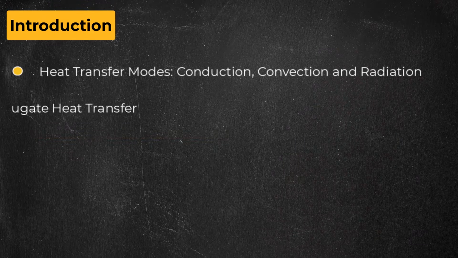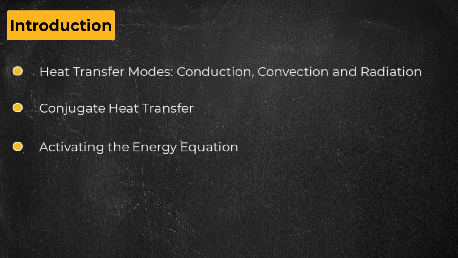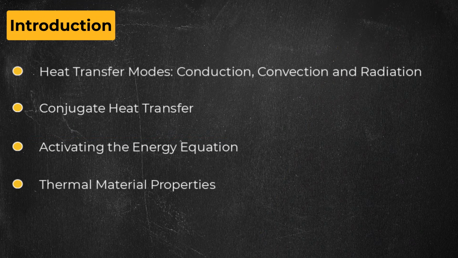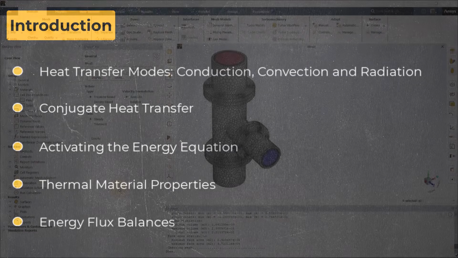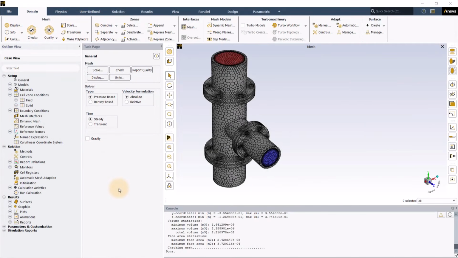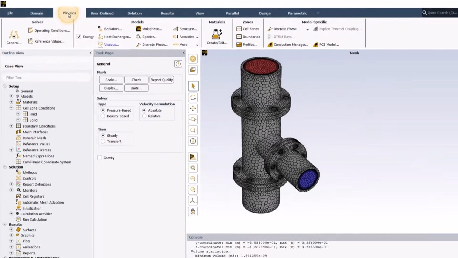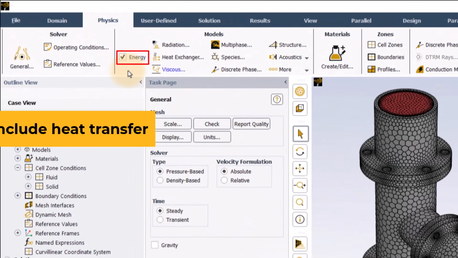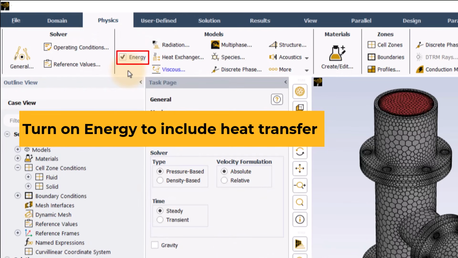In this video, you will see a basic overview of heat transfer modeling in Fluent. To include heat transfer in your Fluent simulation, all you have to do is turn on Energy in the Models section of the Setting Up Physics tab.